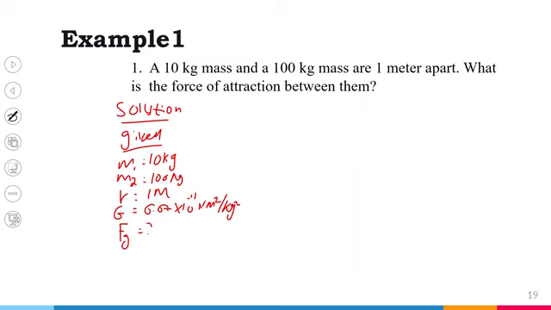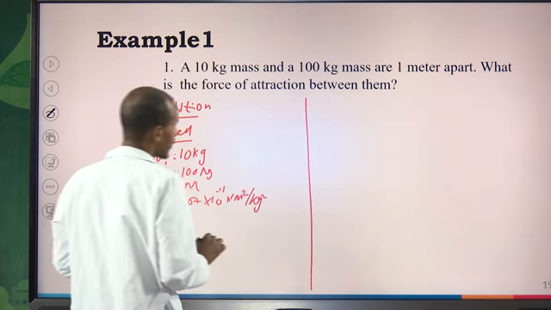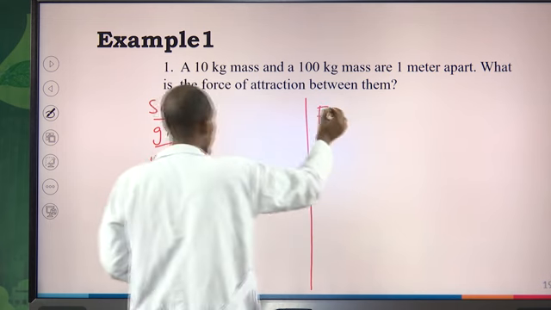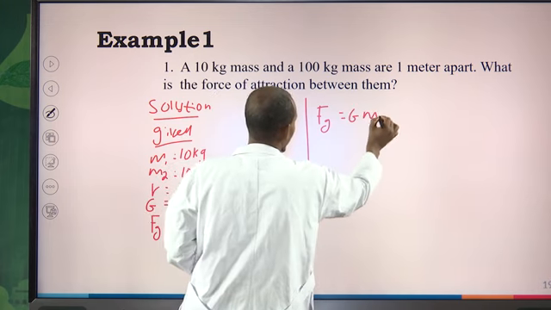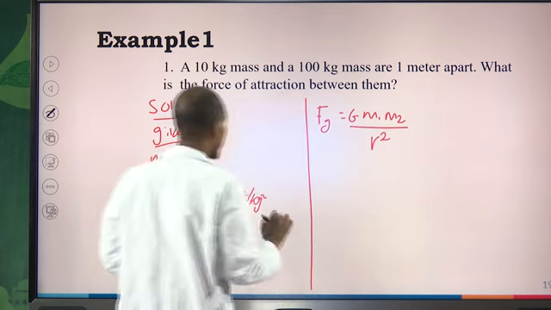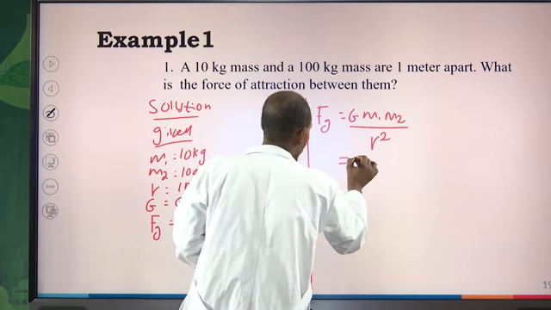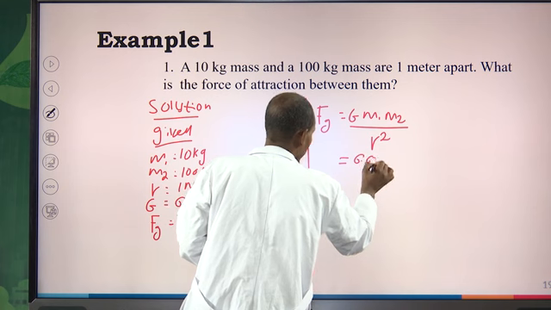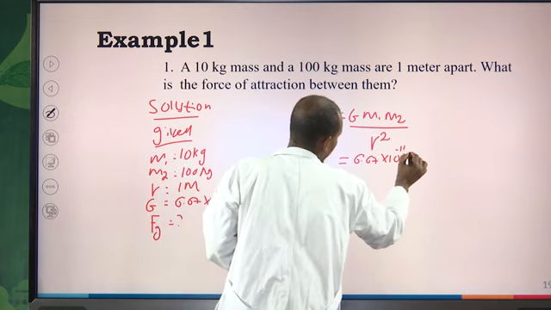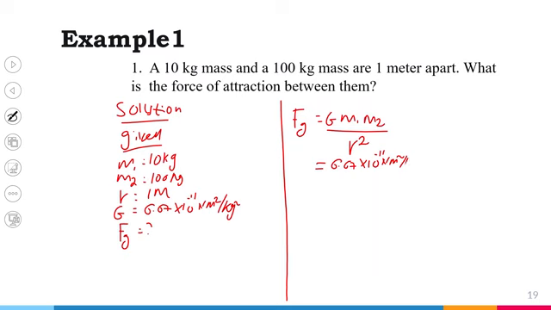As I have told you previously, any two objects attract each other because there is a gravitational force. Fg, the gravitational force, equals G times M1 M2 over R square. We have the values for each variable. G is 6.67 times 10 to the power of minus 11 Newton meter square per kilogram square, times the two masses: the first mass is 10 kilogram times 100 kilogram over 1 meter square.